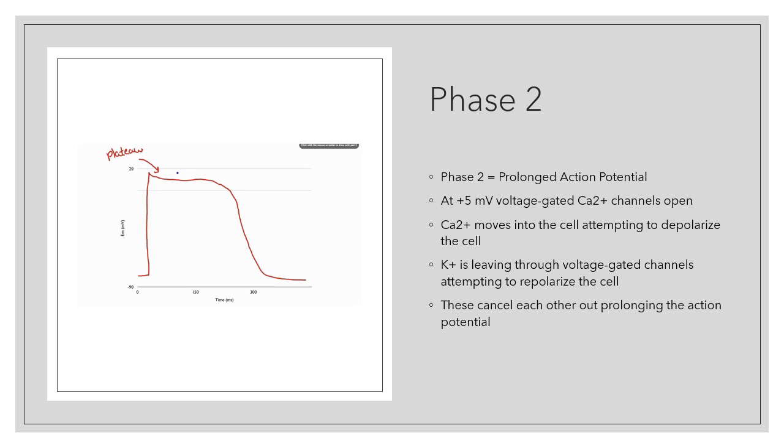Phase 2 happens as the cell reaches +5 millivolts. This will cause voltage-gated calcium channels to open, allowing calcium to flow into the cell. This, along with potassium moving out of the cell, causes the action potential to be prolonged. The membrane will neither depolarize nor repolarize. Instead, it will maintain at about +5 millivolts. This will maintain until the calcium channels close, allowing potassium to continue to be pushed out of the cell.